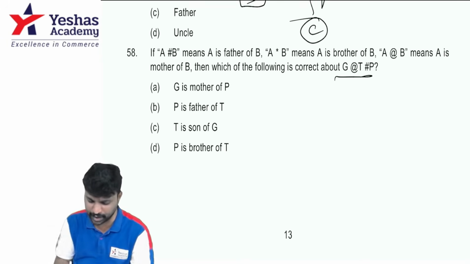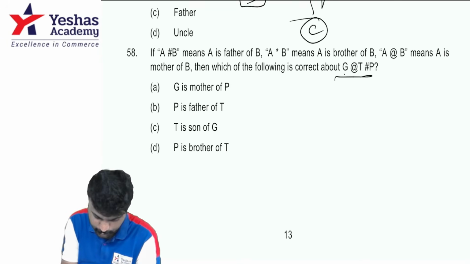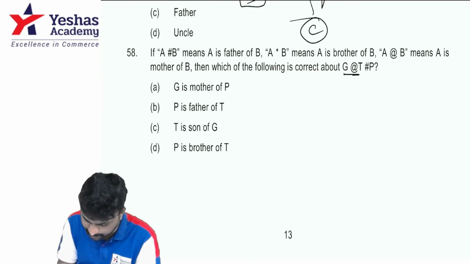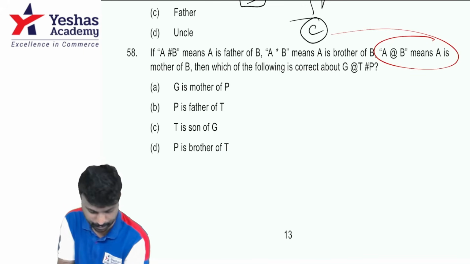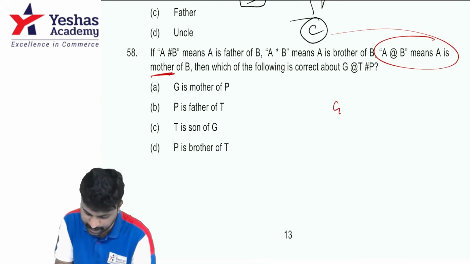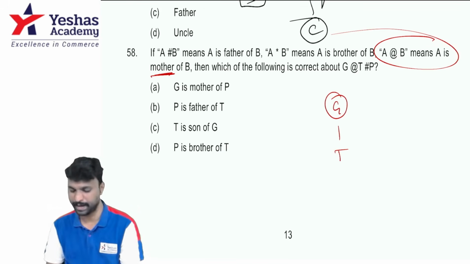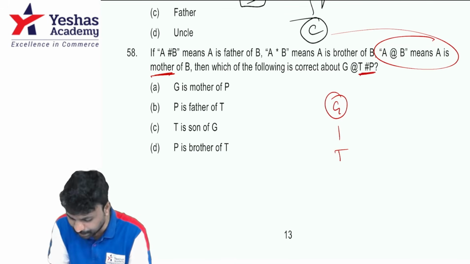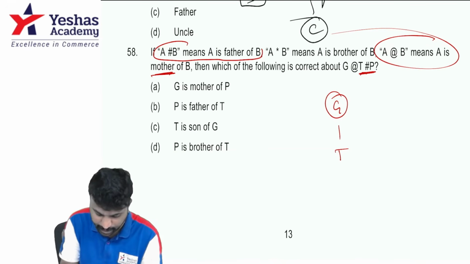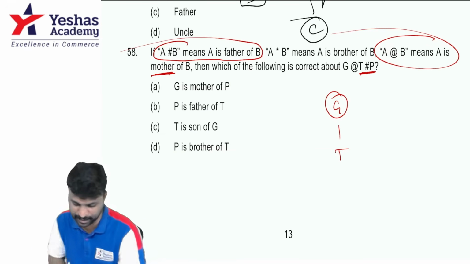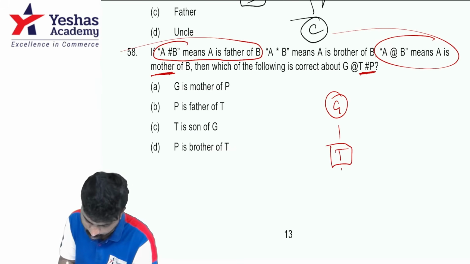Read the last part of the question. At first of all, take the first two people: G at the rate T. Where do you have at the rate in this statement? At the rate means first person is a mother of second person. So G is a mother of T. Right now, take the last two people: T hash P. Hash is found in the first statement. So first person is the father of second person. That means T is the father of P.